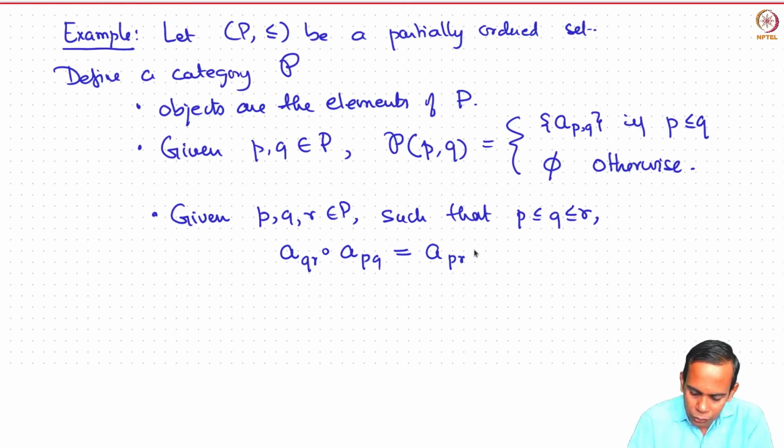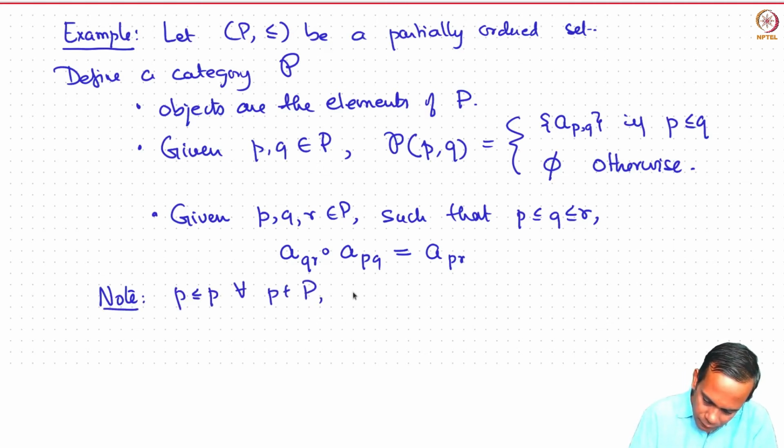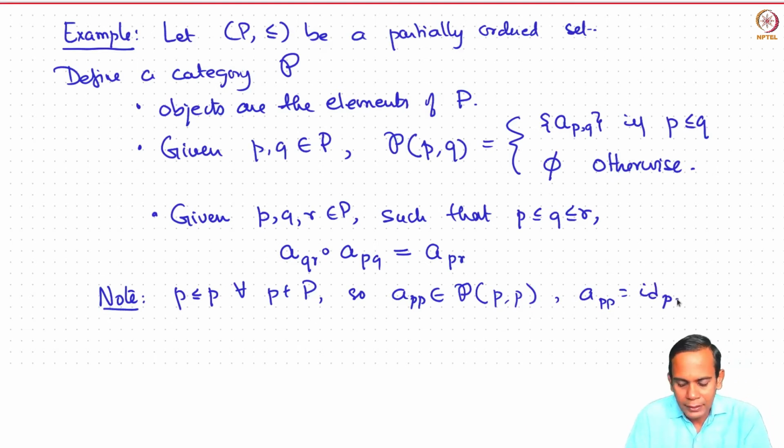And of course, note that in a poset, p is less than or equal to p for every p in the poset P. So there is a_pp in script P, and a_pp is the identity of p. With this, you can easily check the axioms for a category are satisfied.